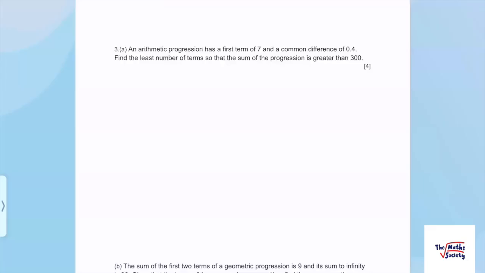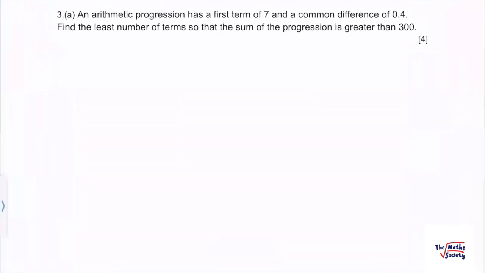Okay, so for now, question 3, it says that the arithmetic progression has a first term of 7. So that is a equals 7, and the common difference of 0.4. So that's d equal to 0.4.